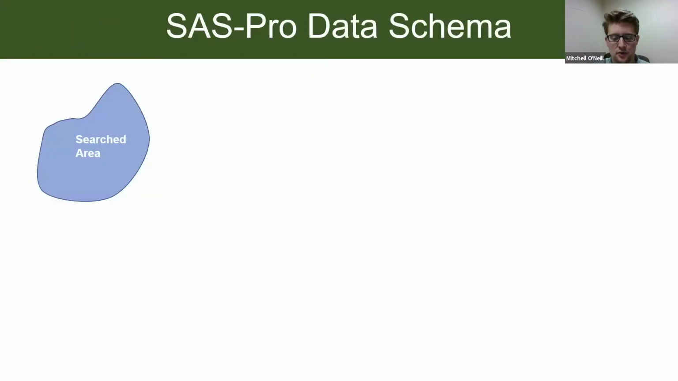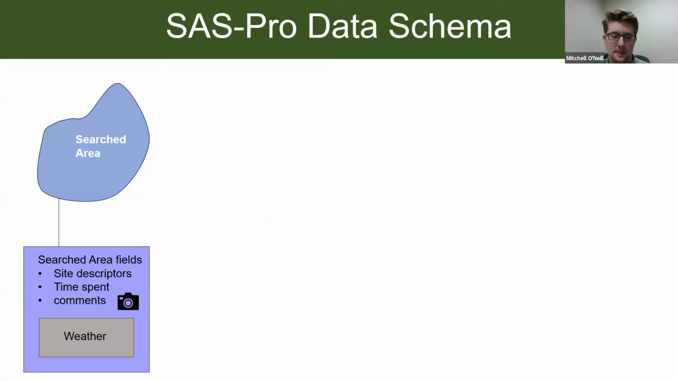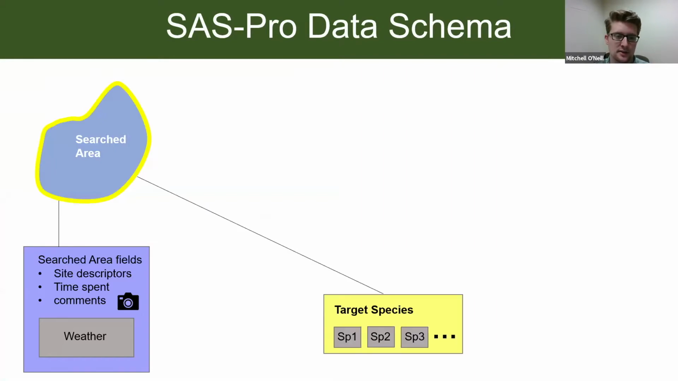And just to show you what that looks like more visually, you draw a searched area polygon on the map. There are some optional fields you can fill in about the searched area. So description of the site. If you need to record the time spent surveying, you can record that there. Details on the weather, if that's relevant. Again, most of those are optional.